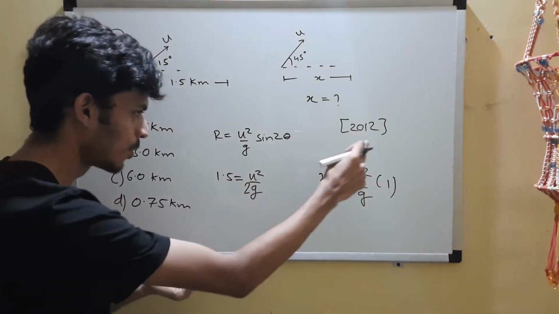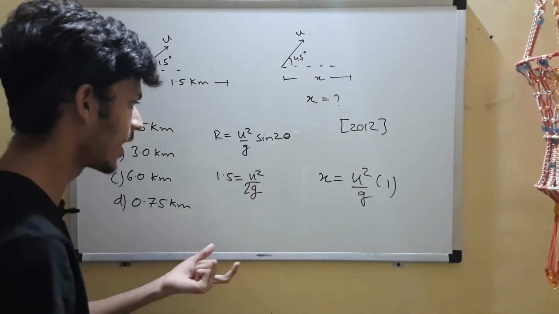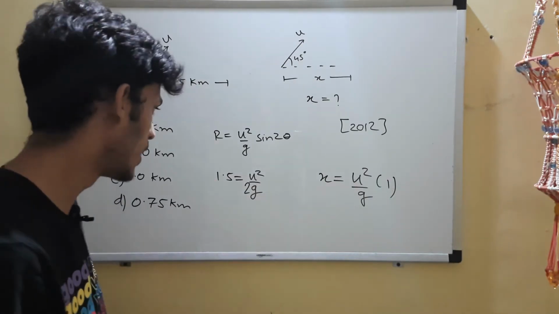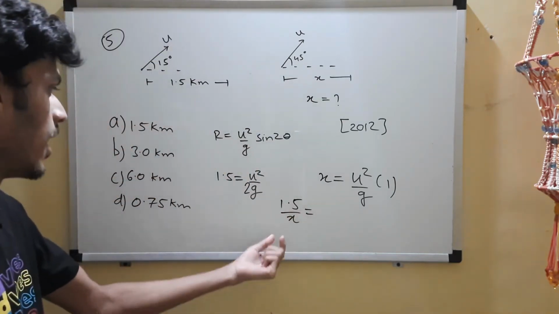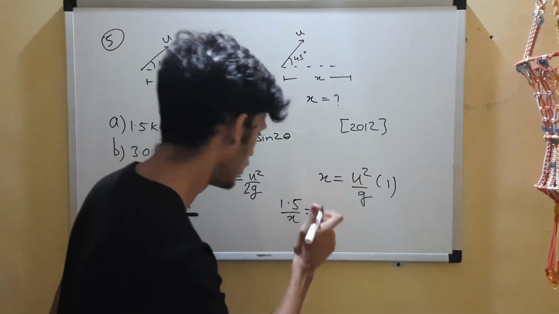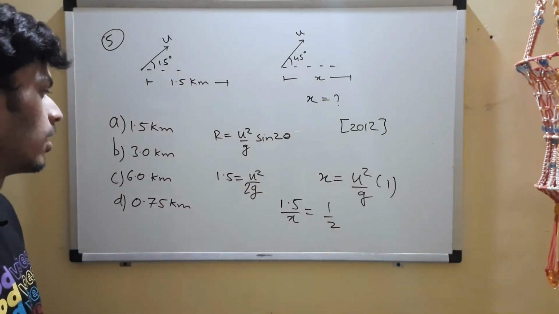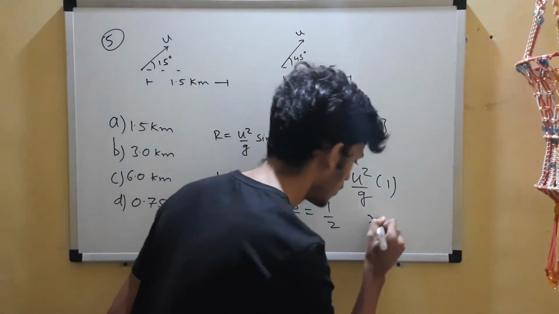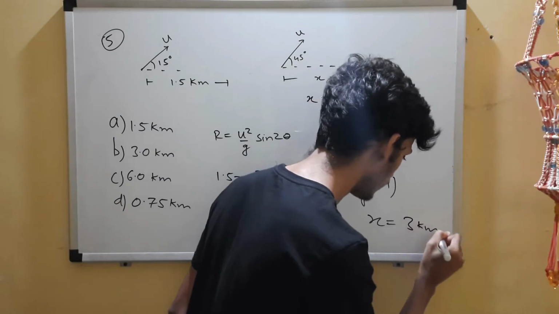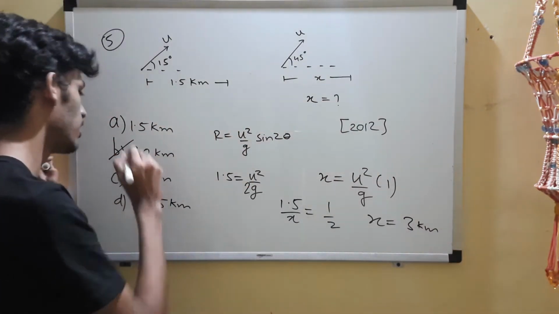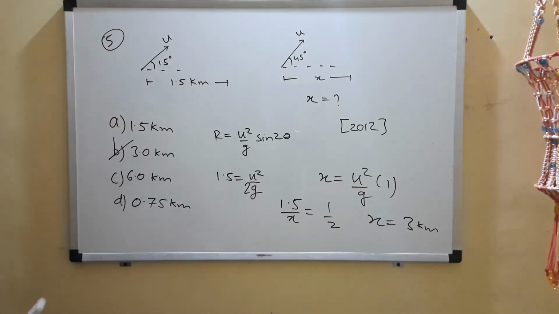Here you can see that u square by g and u square by g will get cancelled when you take the ratio, and the only variable left will be x. So you can find that value: 1.5 by x, and then u square by g gets cancelled, and you are left with half. So x is equal to 2 into 1.5, which is 3. So 3 kilometers is the answer. Quite an easy question, right?